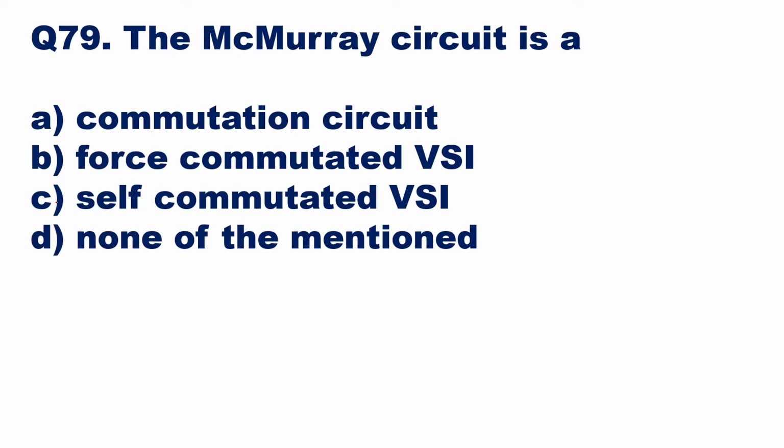The McMurray circuit is a: options are a commutation circuit, force commutation, voltage source inverter, self-commutated voltage source inverter, none of the mentioned. Okay, so we have studied a parallel inverter in our industrial automation subject, which was popularly known as McMurray Bedford inverter. Now this inverter is one where forced commutation is used. So it comes under the category of forced commutation VSI. So option B is the right answer, forced commutation VSI.